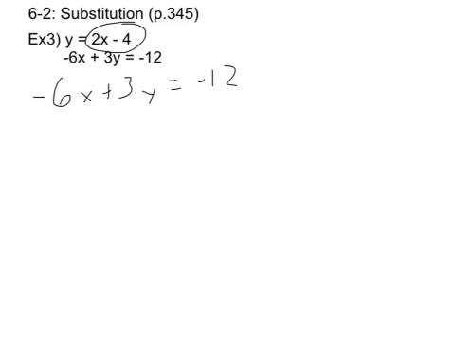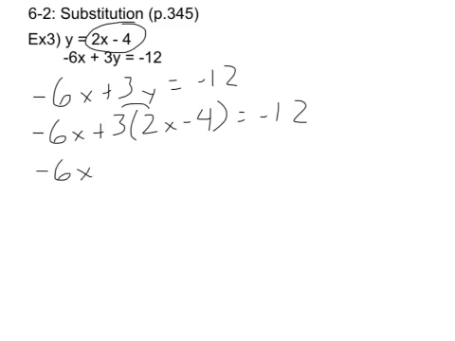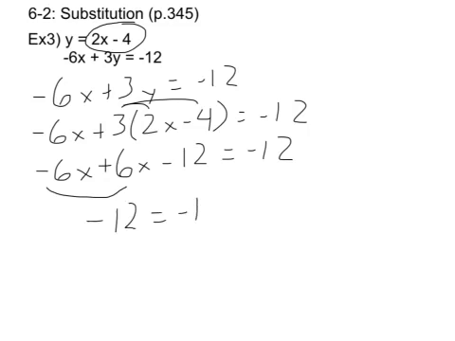And then I'm going to substitute for y, so I'm going to do negative 6x plus 3 times 2x minus 4 equals negative 12. And then I'm going to distribute my 3, so I got negative 6x here, plus 3 times 2x is 6x, 3 times negative 4 is negative 12, equals negative 12. Now here's something weird. I've got minus 6x plus 6x. I've got no x left. And all I'm left with is negative 12 equals negative 12. Now that's true, but how does that help me? I just have a true statement.